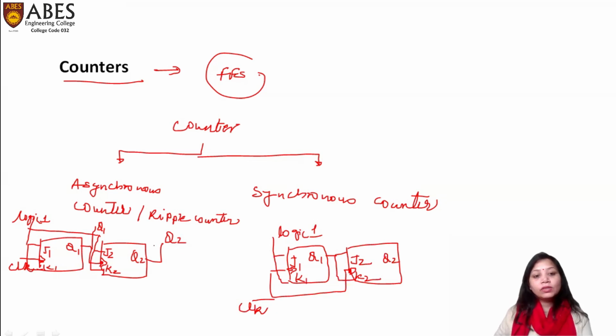In an asynchronous counter, we find ripples at every output of the flip-flop. But in a synchronous counter, all the flip-flops work simultaneously, so we do not find any ripples at the output of any flip-flop. Synchronous counters are faster than asynchronous. This is the difference between synchronous and asynchronous counters. We will design an asynchronous and a synchronous counter.